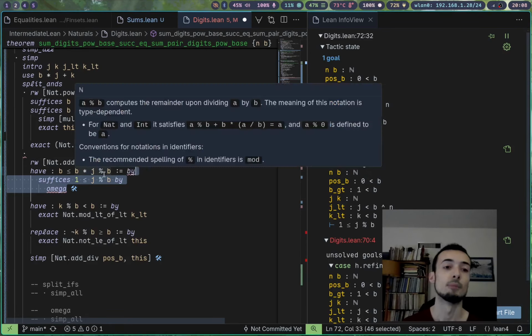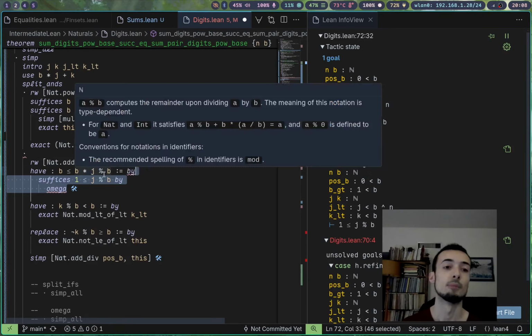Point is that after we do add div, we get the if statement, and then we simplify the if statement with our not k mod b greater than or equal to b, and this becomes the goal. Now all we have to show is that b times j divided by b is indeed j, and k divided by b is 0. Now, simp can't do the rest of this. Omega can't, or maybe simp all can. Oh, okay, simp all could. But I'm going to show you how to do it very surgically.